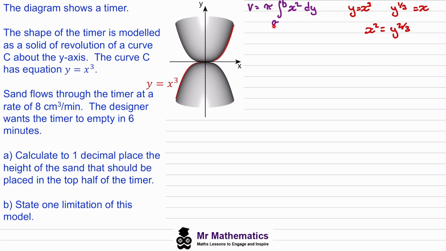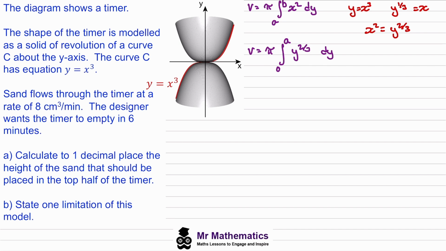We know our limits are starting from the x-axis, so a will be 0, and b is the value we're trying to find. So we'll say the volume will be pi integrated between the limits of 0 and, let's say, a is what we're trying to find, of y to the 2/3 dy.